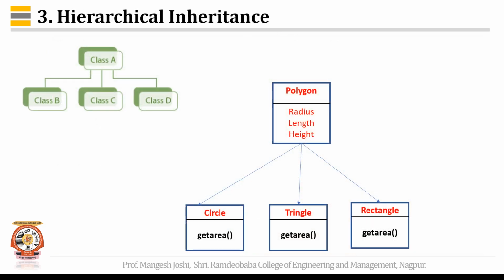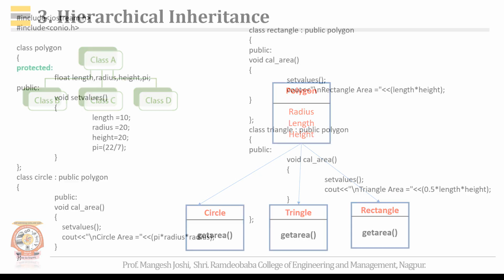The next is hierarchical inheritance. You can see that this type of inheritance follows a hierarchy. Okay, so for example, you have a class polygon and you have three variables: radius, length and height. So if you enter the radius, it will go to circle. If you enter length and height, it will calculate area of a triangle, and similarly the rectangle. So this is one base class, right? And there are three derived classes. That's why this can be an example of hierarchical inheritance.